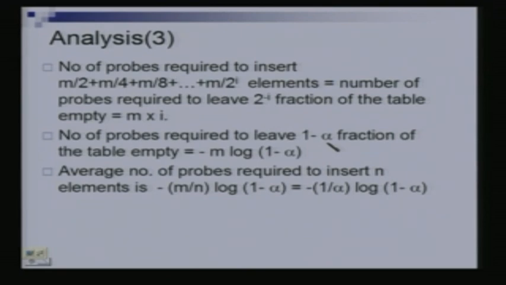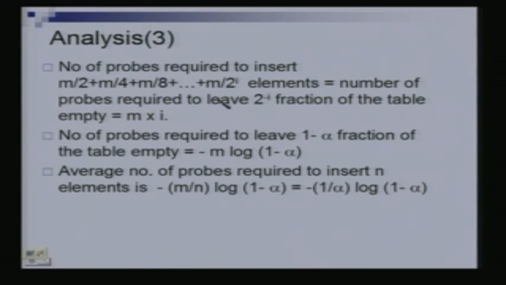Now what do we want? We have a load factor of alpha. We have already inserted enough elements so that the load factor is alpha. When the load factor is alpha, 1 minus alpha fraction of the table is empty. So if I have to have 1 minus alpha fraction of the table empty, then how many probes are required? If I have to have 2 to the minus i fraction of the table empty, then I require m into i probes. What is i? i is basically log of this quantity minus log of this quantity. So if I need to have 1 minus alpha fraction empty, I just need minus log of 1 minus alpha times m. These are the number of probes required.